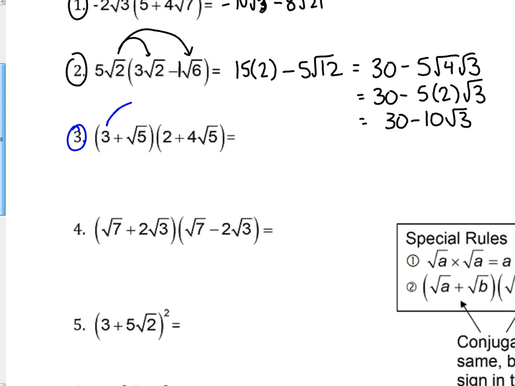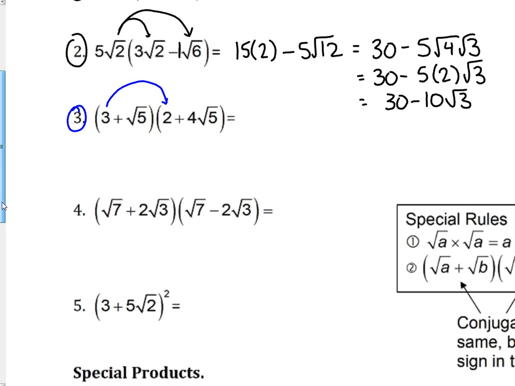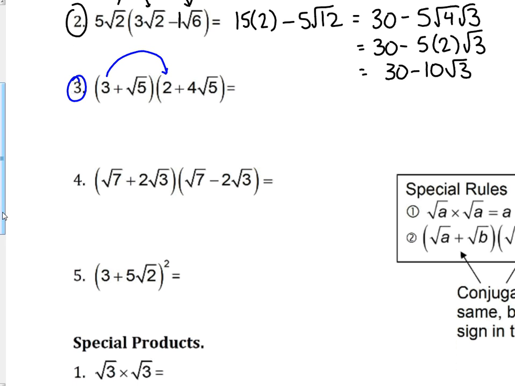So start with 3. 3 times 2 is 6. 3 times 4 root 5. What is that? 12 root 5. Good. Now the root 5 times 2. How would you write that? 2 root 5. It's like multiplying an x and a y, right? You just write it as xy. Root 5 times 4 root 5.